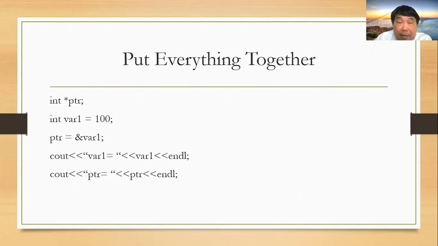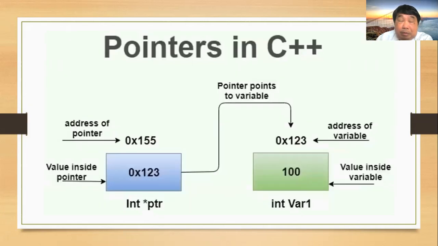So now let's put everything together and have it run by an online compiler so we can see the result in real time so we can better understand. But we add two more output statements in order to check the result. So we output the value of var1 and ptr. Before I run the example, let me use an illustration to explain the concept of pointers again.